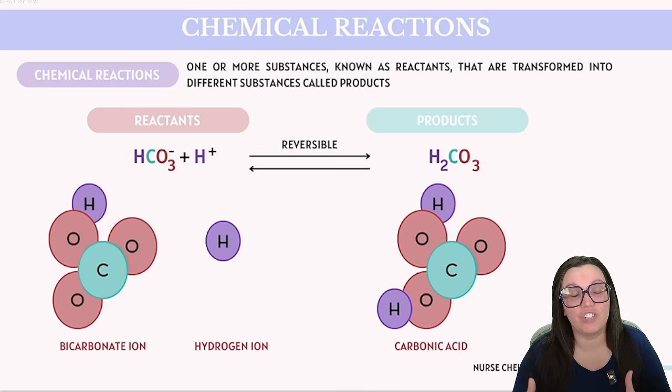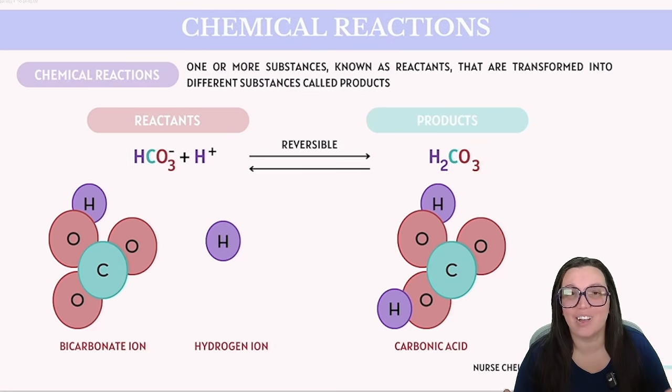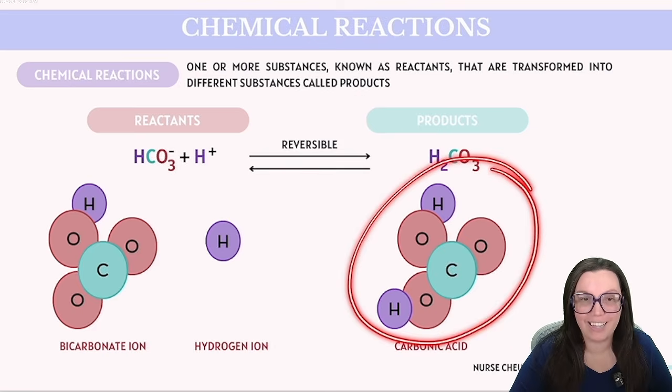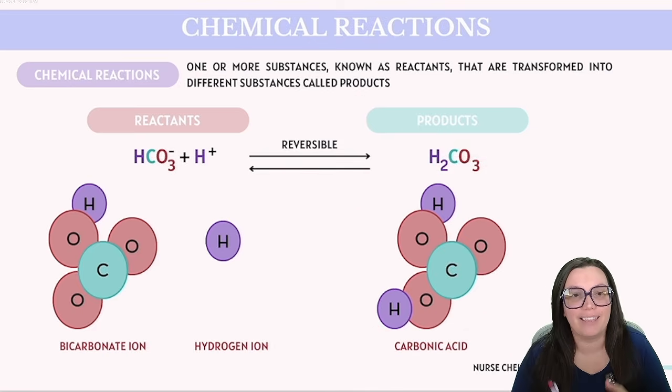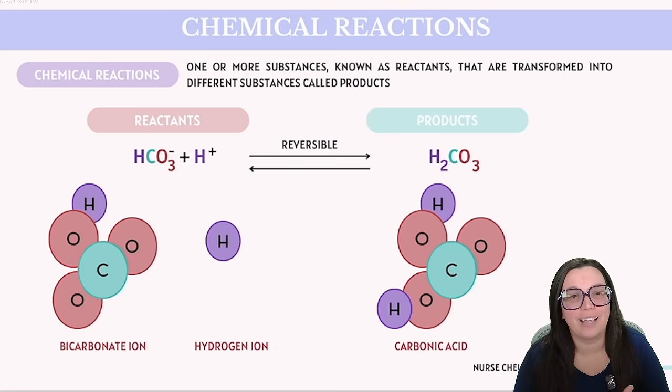The reactants feature a bicarbonate ion interacting with a hydrogen ion, which is essentially a hydrogen atom that has lost its electron. This process can lead to the formation of carbonic acid, demonstrated by the hydrogen ion attaching to one of the oxygen atoms of the bicarbonate.